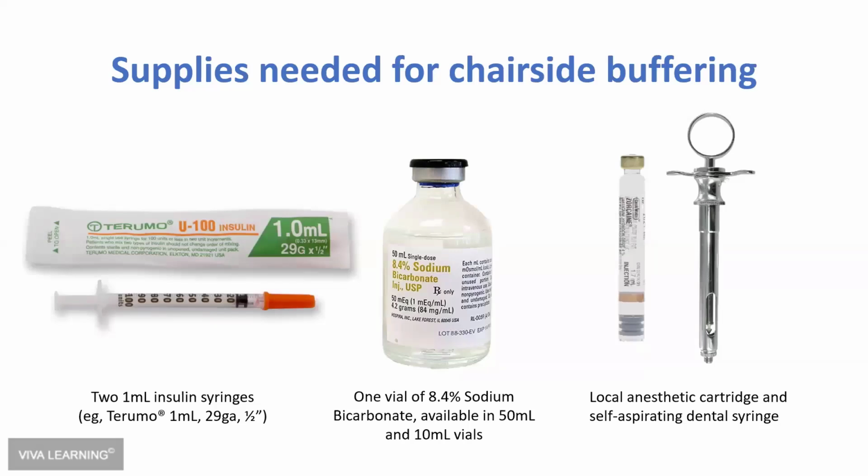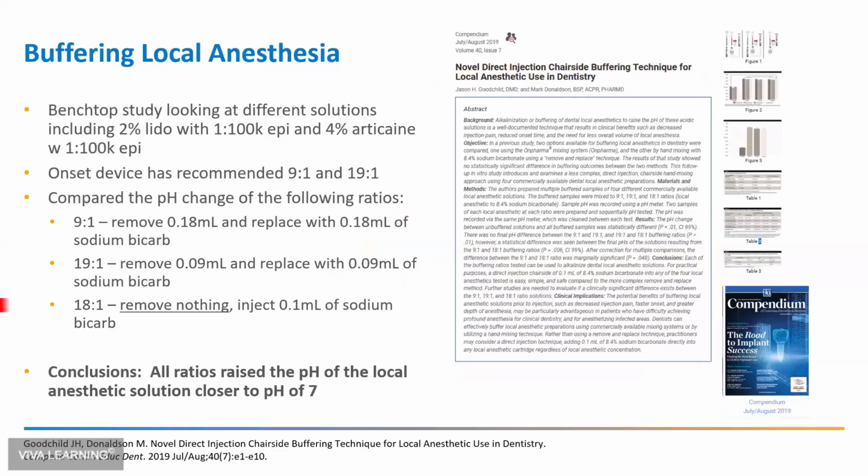And I did this study. So what I wanted to do, and I published this in 2019, is compare the recipes. I wanted to compare the idea of, hey, if I remove and replace either by the Onset device or by hand, can I reach the same pH? And I compared the 9:1 ratio.